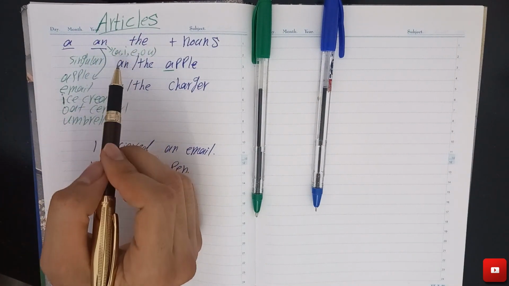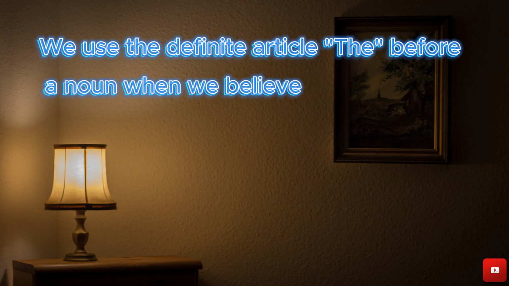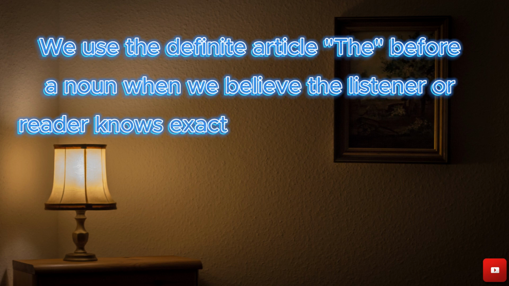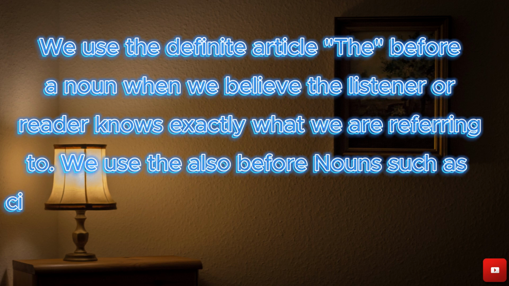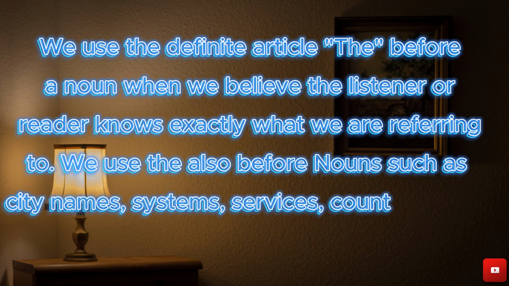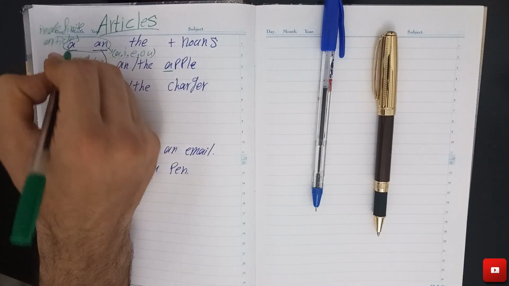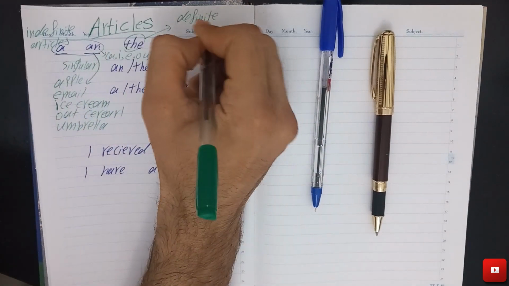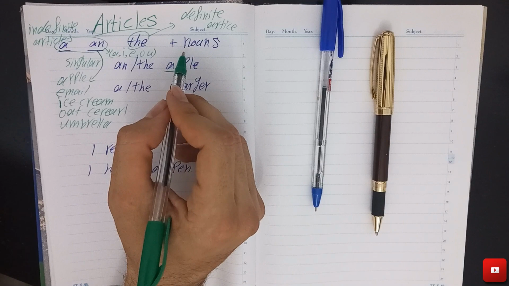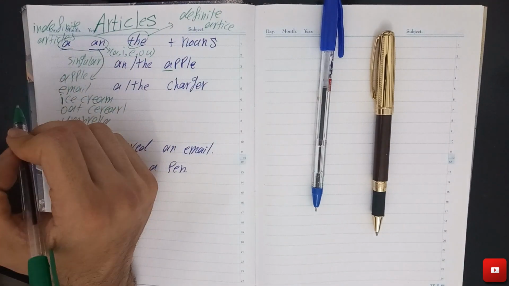So how about the? We use the definite article, the, before a noun when we believe the listener or reader knows exactly what we are referring to. We use the also before nouns such as city names, systems, services, country names, etc. A and an, they are indefinite articles. The is a definite article. For some nouns, we use definite articles, and for some nouns, we use indefinite articles.